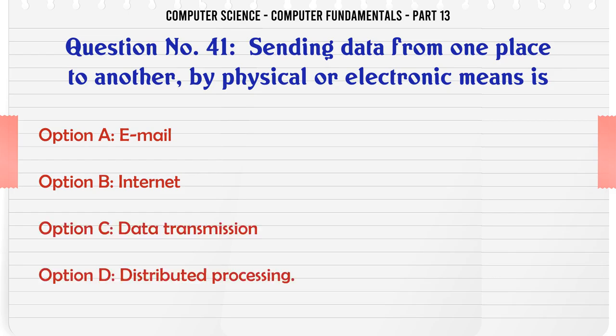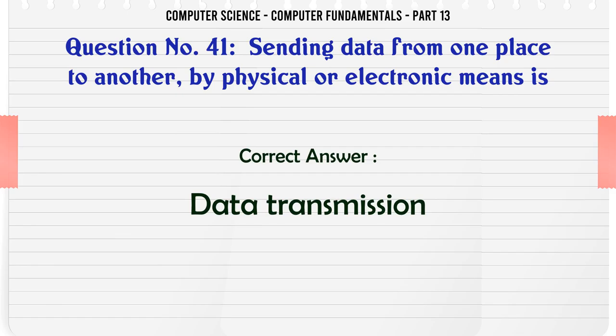Sending data from one place to another by physical or electronic means is A. Email. B. Internet. C. Data transmission. D. Distributed processing. The correct answer is data transmission.